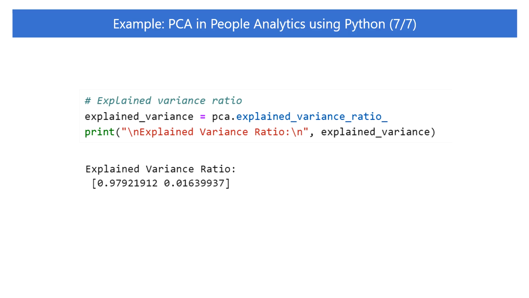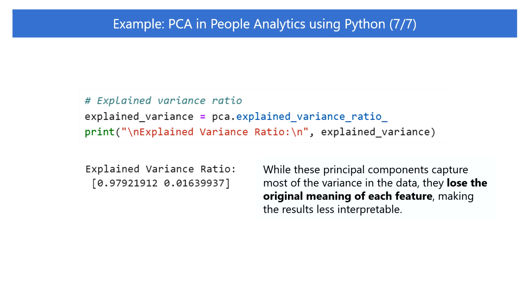In total, these principal components capture about 99.5% of the variance, suggesting that this dimensionality reduction is a good compression. We should know that while these principal components capture most of the variance in the data, they lose the original meaning of each feature, making the results less interpretable.